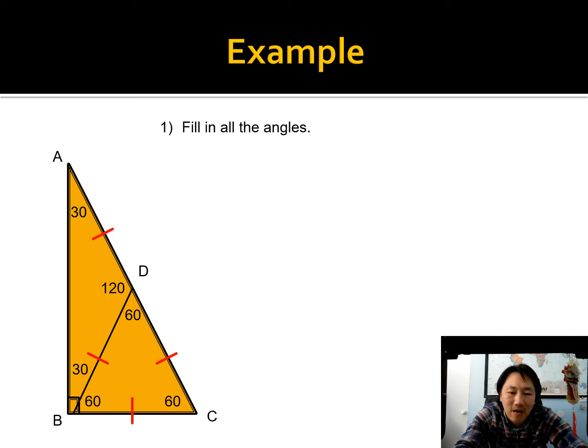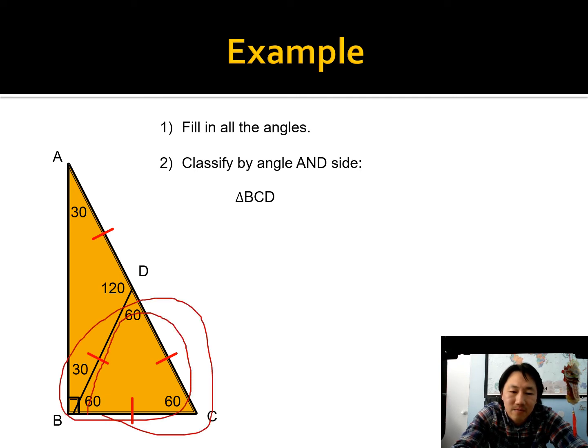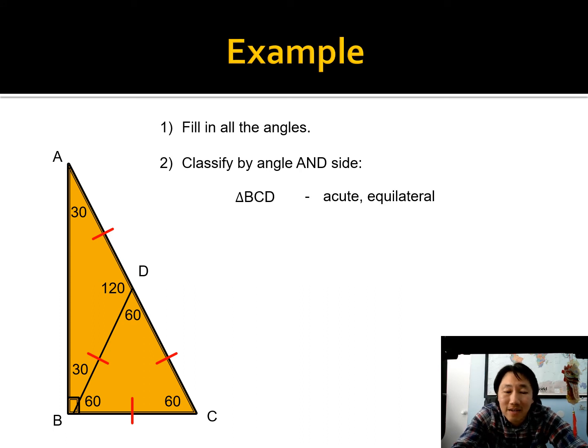All right, once we got all the angles, let's classify. We have to classify them two different ways, by its angle and by its side. So for example, if you look at triangle BCD, this is triangle BCD down here. We have to classify it by its angle. Well, all the angles are the same, so we have equiangular, and then all the sides are the same, so we have equilateral. Oh, and then of course all the angles are less than 90 degrees, so acute. Equilateral is a better answer.